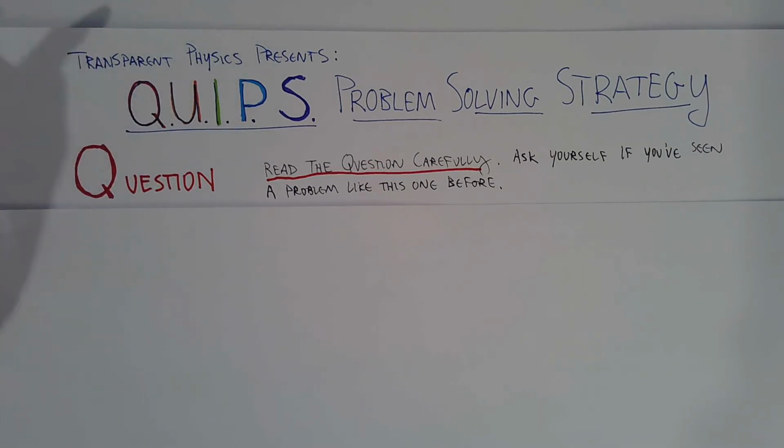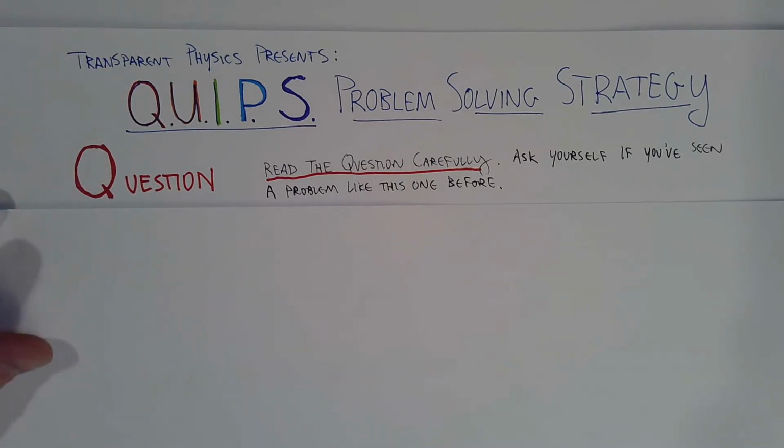Also ask yourself if you've seen a problem like this one before. There's lots of different ways that we can phrase problems in physics, but ultimately at an introductory level, you're seeing a relatively small set of equations, relatively small set of possible scenarios. So even if it looks different on the surface, you may have already solved this problem before, just with maybe some different measurements. So the Q is for question.